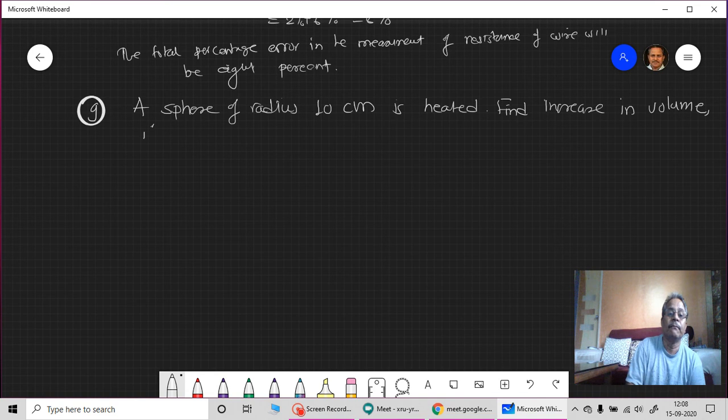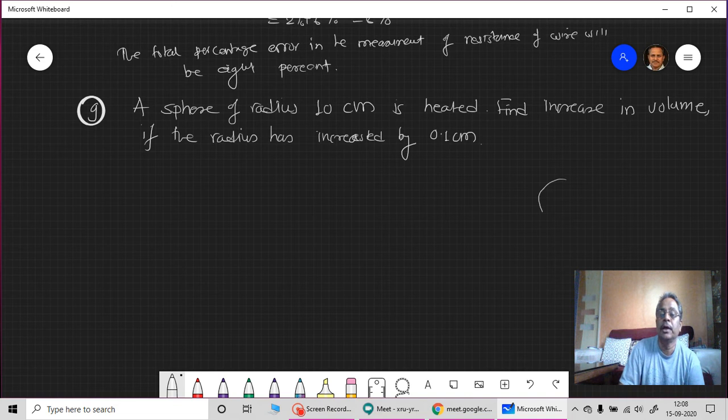If the radius has increased by 0.1 centimeter.